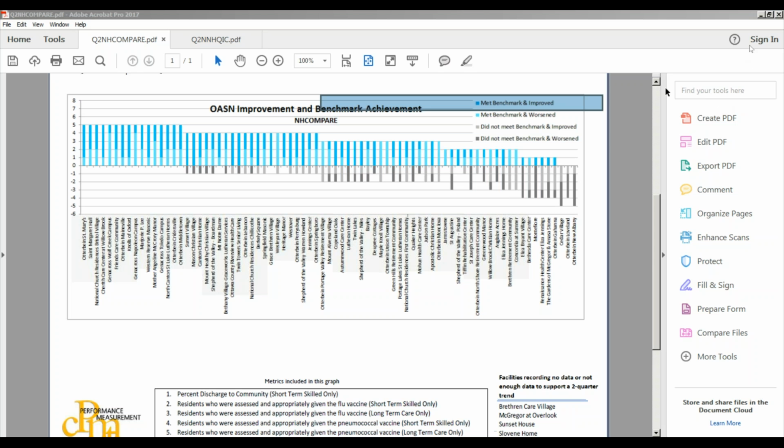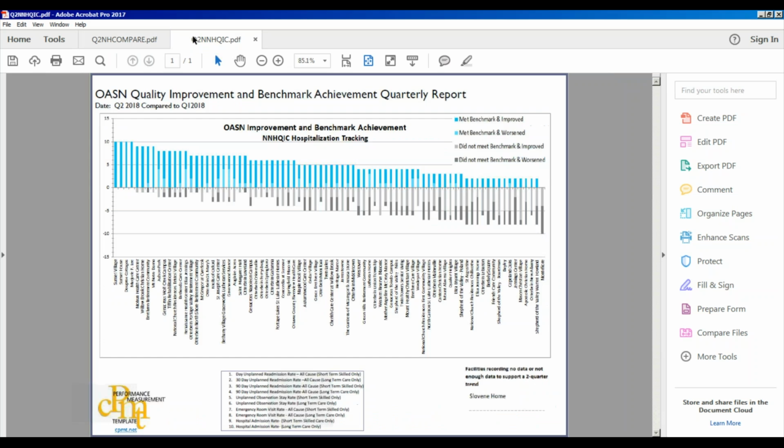So just to walk through, make sure you know that all of them are here. This one is the Nursing Home Compare. I don't know if you have the other ones handy. Did everyone receive this in advance of the meeting today? No, they did not. Okay.